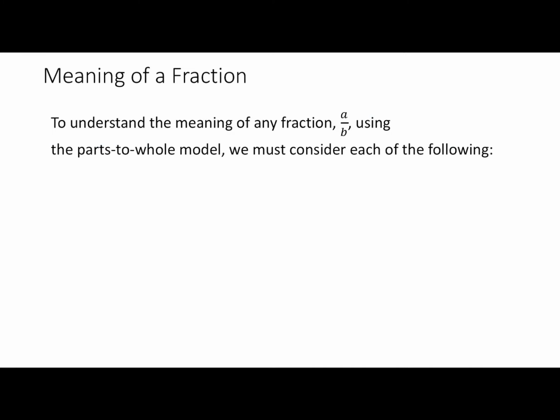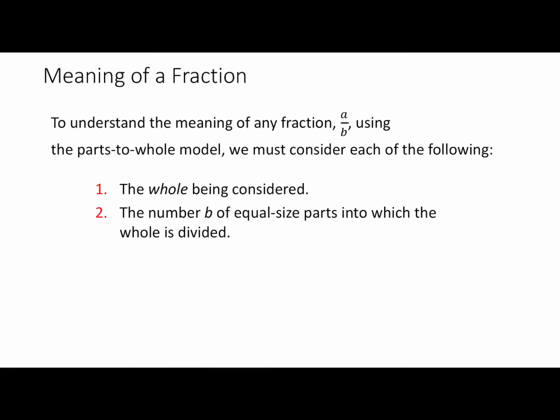All right, so this is what we were looking at on the last slide. To understand what A over B means, using the parts to whole model, we have to know, first of all, what the whole being considered is, how many equal sized parts we've divided the whole into, and the number of parts of the whole that are selected. And that's exactly what we did on the last slide with each of those examples.